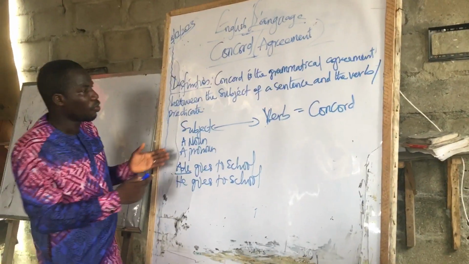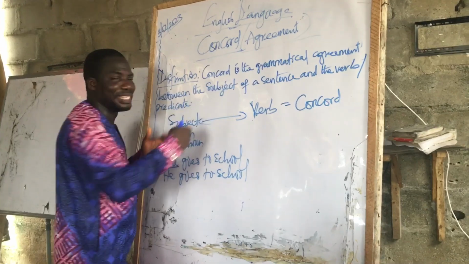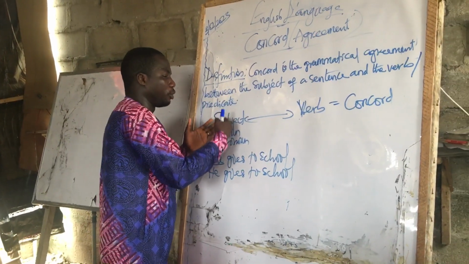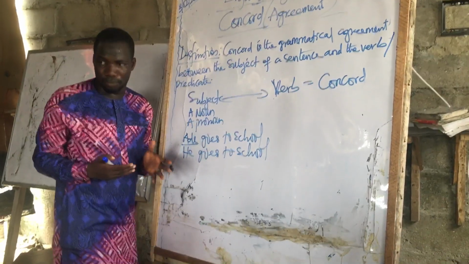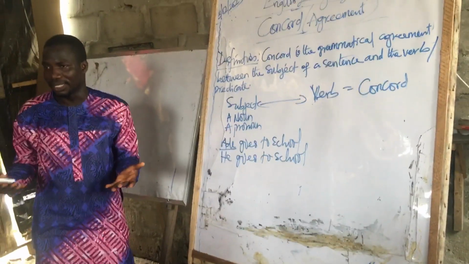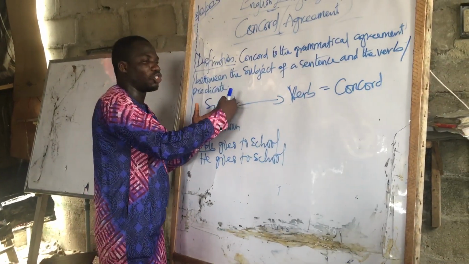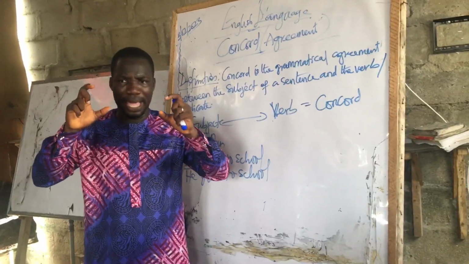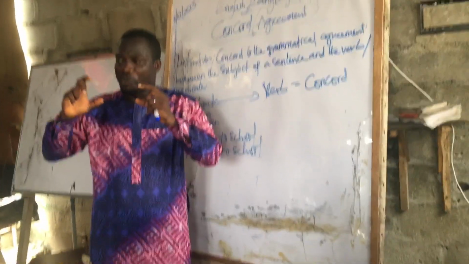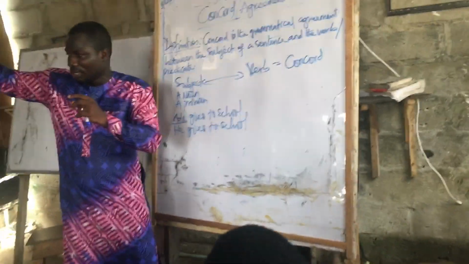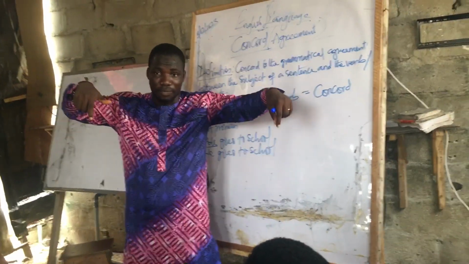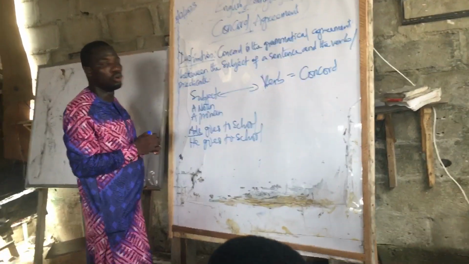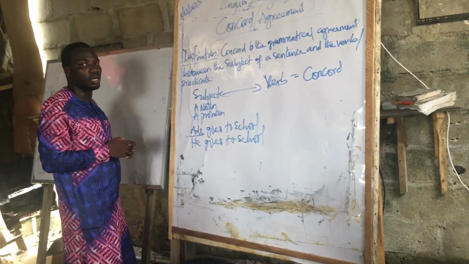Now, where is the agreement? We said Concord is the agreement between the subject and the verb element in the sentence. So, where is the agreement between the subject and the verb? What are those things that will make us truly believe that there is an agreement between the subject and the verb of a particular sentence? That takes us to the rules of Concord.